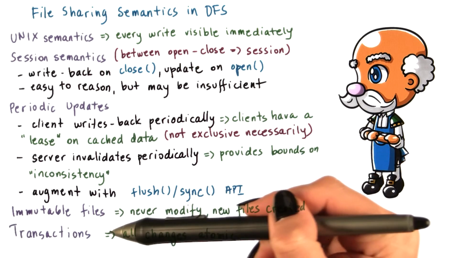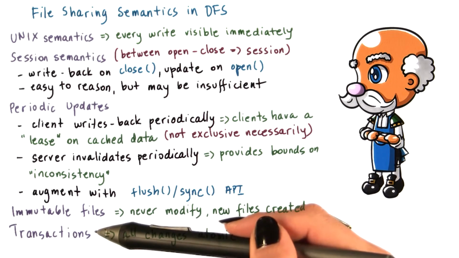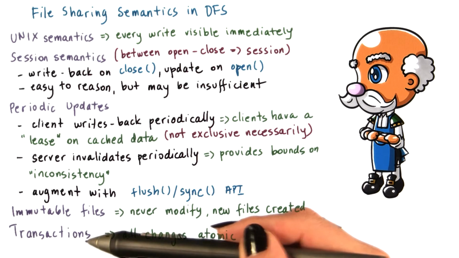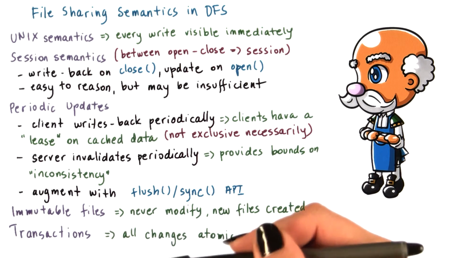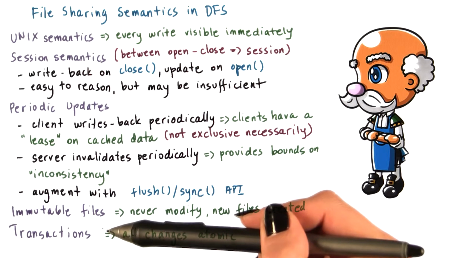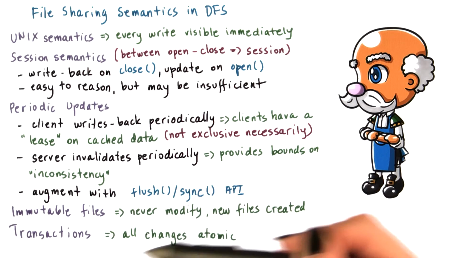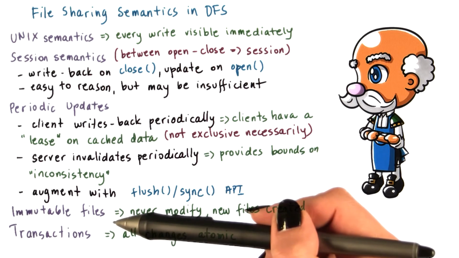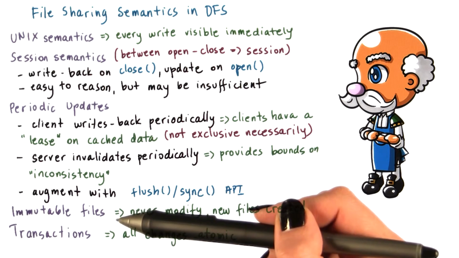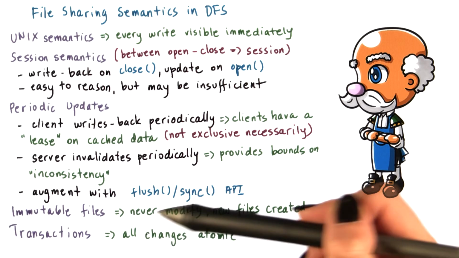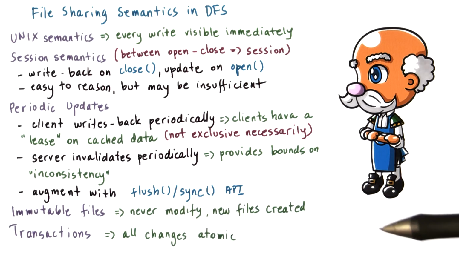Another useful file sharing semantics would be for the file system to provide transactional guarantees. What this would mean is that the file system will need to export some interfaces, some API, so that the clients can specify what is the collection of files or the collection of operations that need to be treated like a single transaction. And then the file system can make some guarantees that all those changes are atomically committed, atomically made visible in the file system.